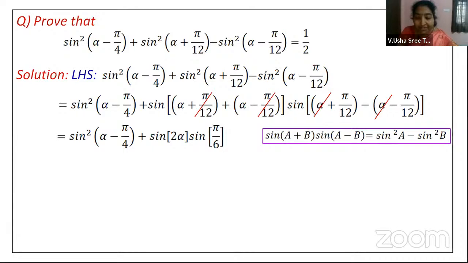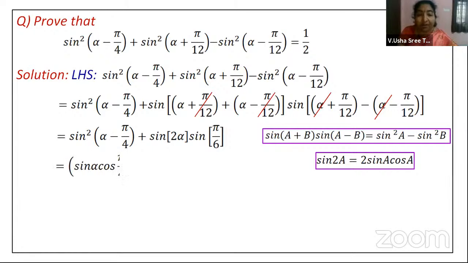What is pi by 6, children? Pi by 6 is 30. Sine 30 is half. So we'll just replace sine pi by 6 with half. At the same time, sine of alpha minus pi by 4 is in the sine of A minus B form. So we will expand it and of course we'll take the square of that.